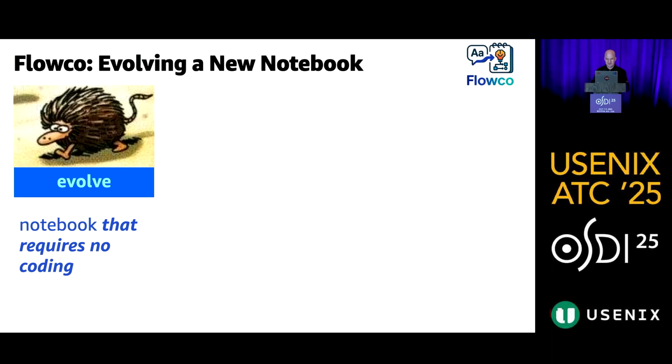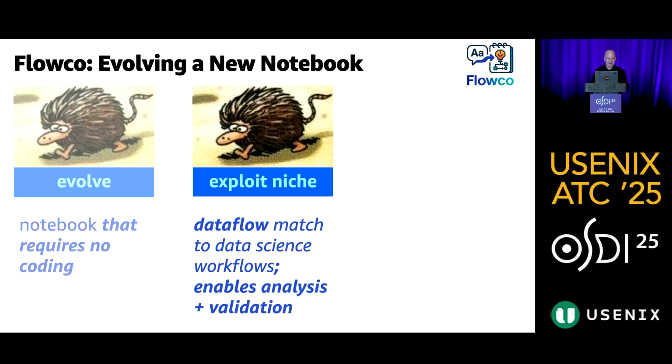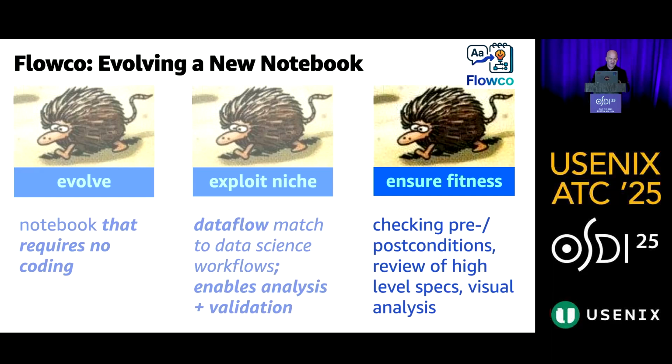So again, in this template, here we have a notebook, but the notebook now requires no coding and also ensures a sane execution order. We exploit a niche. The niche here is really that when data analysts work, they work in this implicit data flow graph. We make the data flow graph explicit and then use this to enable both analysis and validation. And we ensure fitness here, really getting a lot higher degree of rigor than you would get out of a notebook. This is all enabled, again, by this data flow paradigm and allows the user to not just generate specs, but actually validate the specs and have these things checked at runtime.